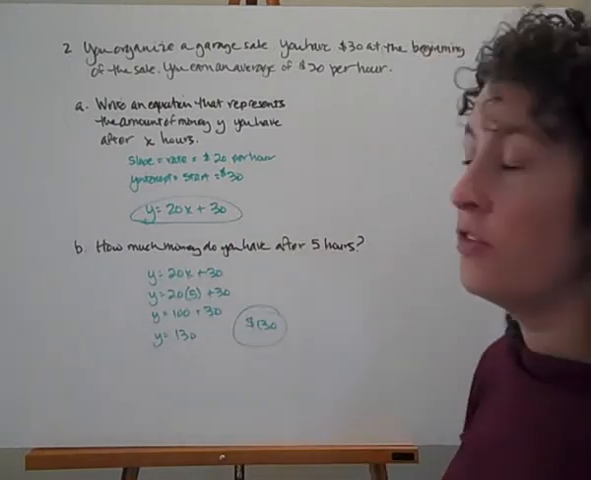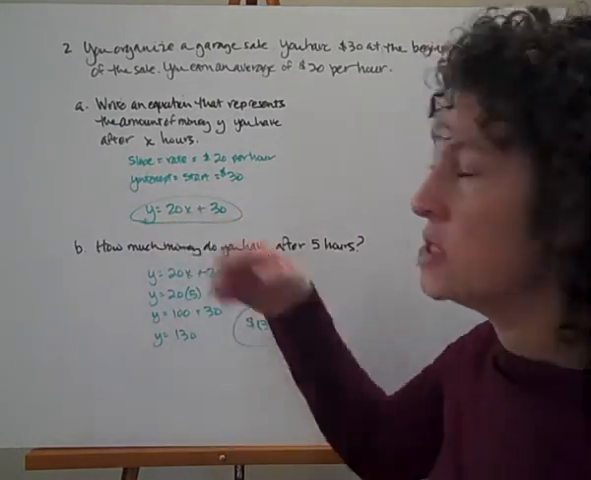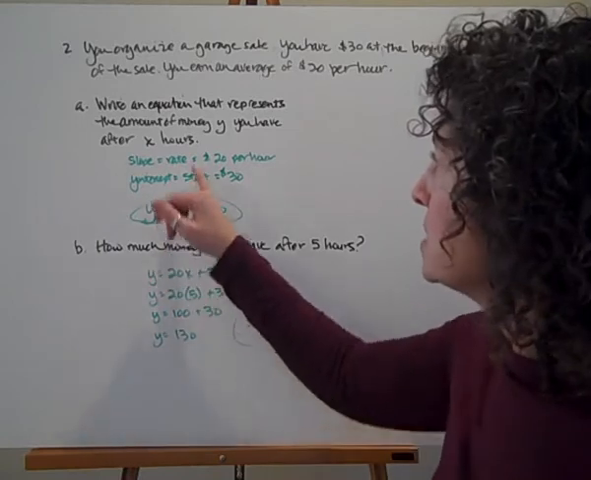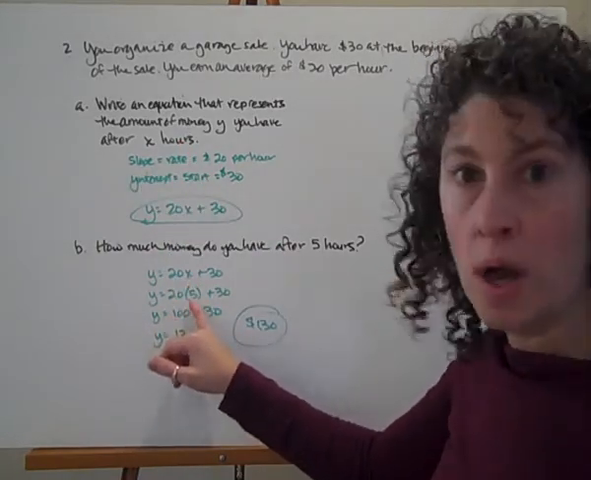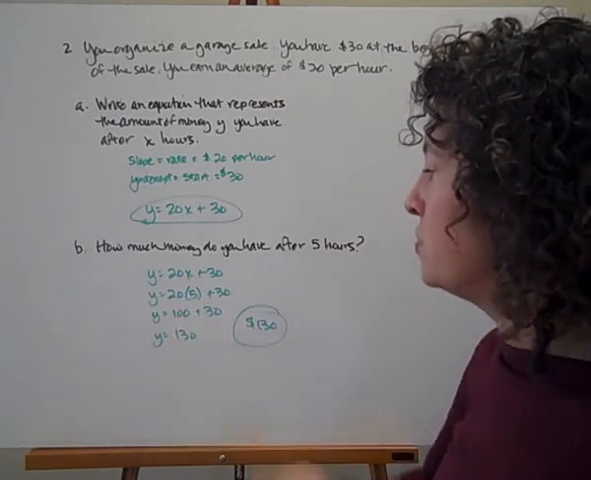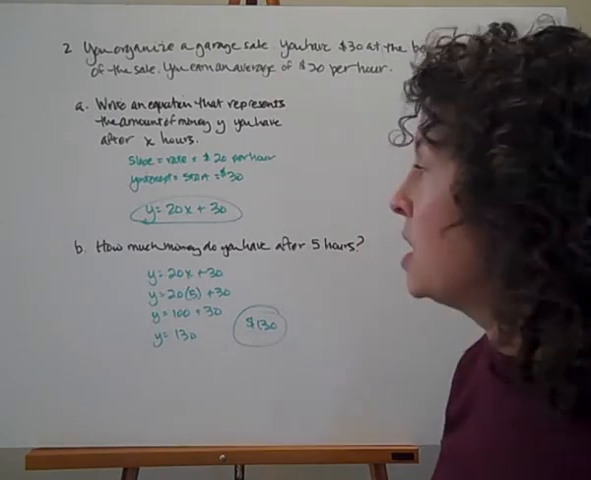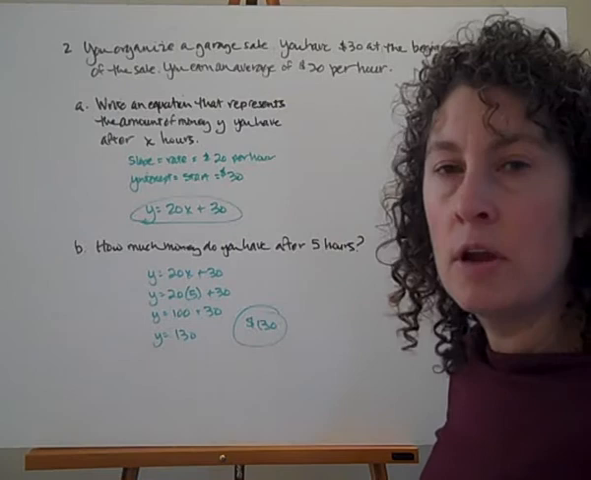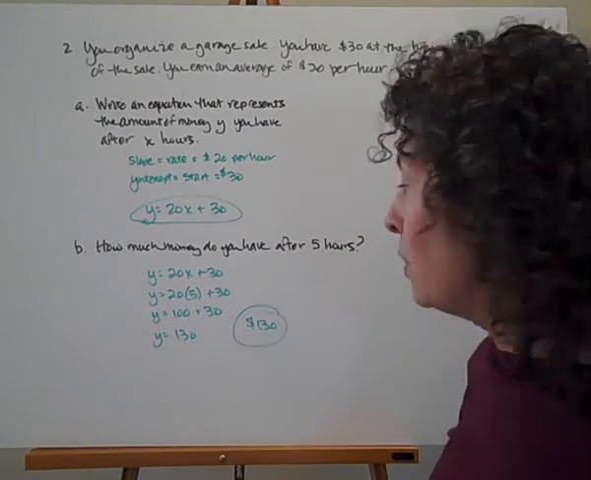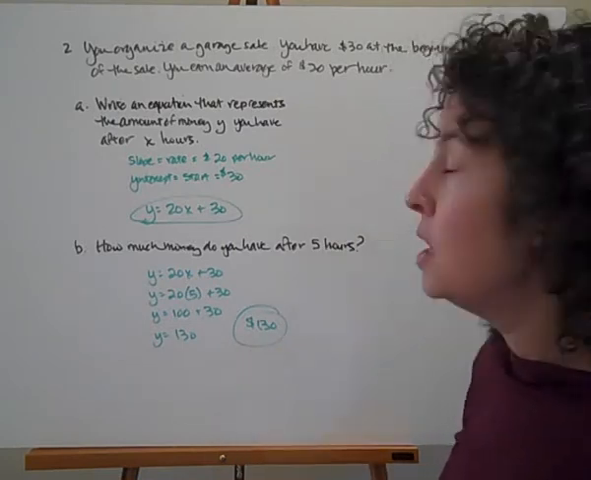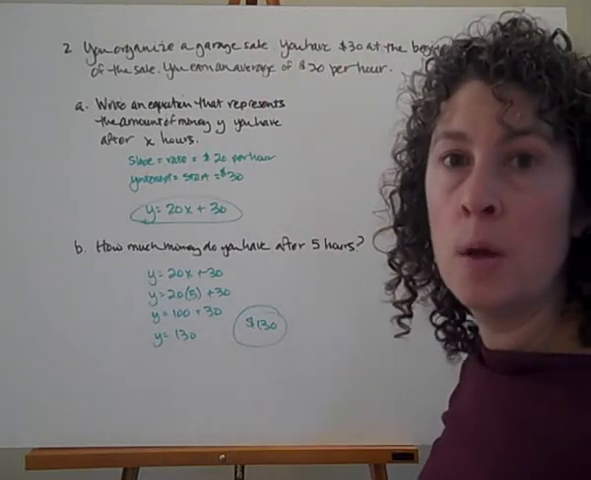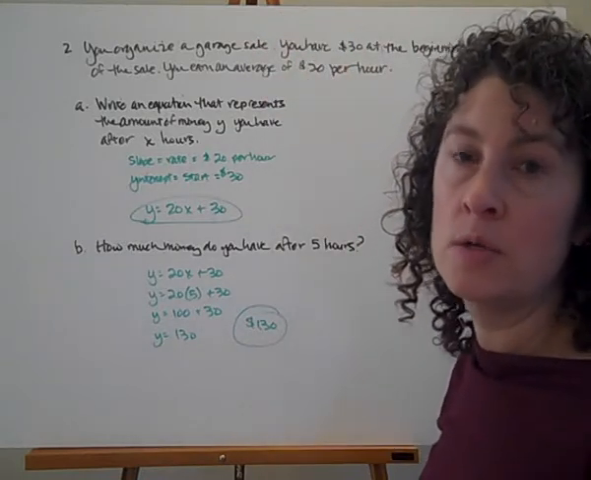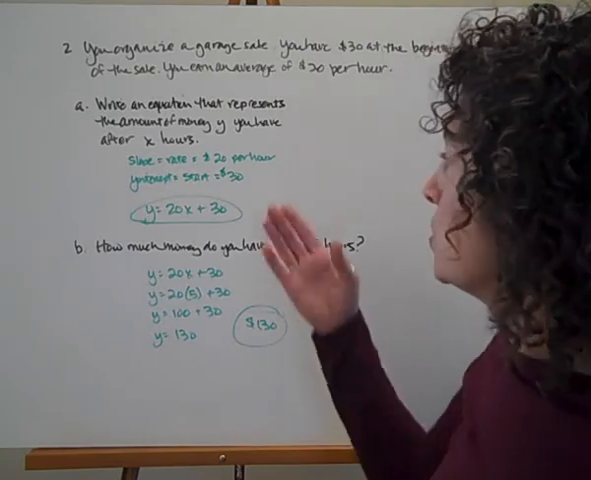How much money do you have after 5 hours? Let's use this equation to see what happens in 5 hours. Remember, x is my hours, so I'm going to plug in 5 for my x. 20 times 5 is 100. 100 plus 30 gives me 130. So after 5 hours, assuming we're going at that nice steady rate of $20 per hour, I will have made $130. So even when there's a word problem and there's no graph, we can still think about the rate, and we can still think about the starting point to help us create an equation.